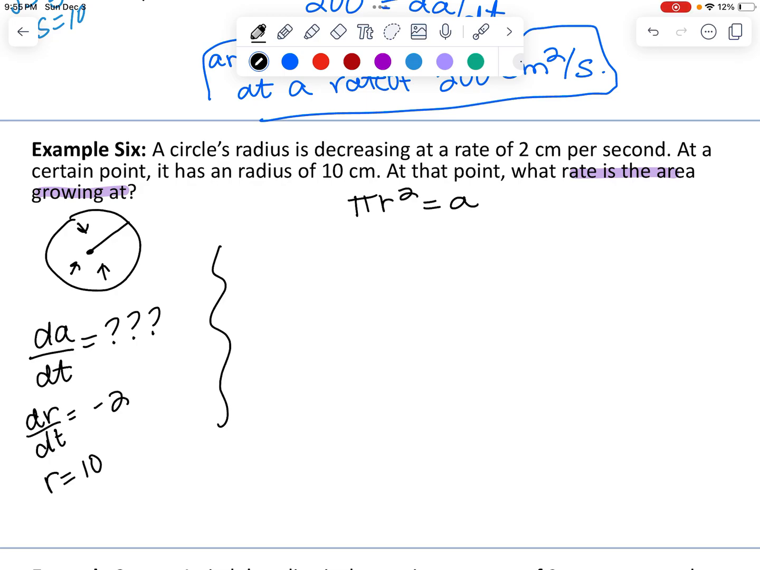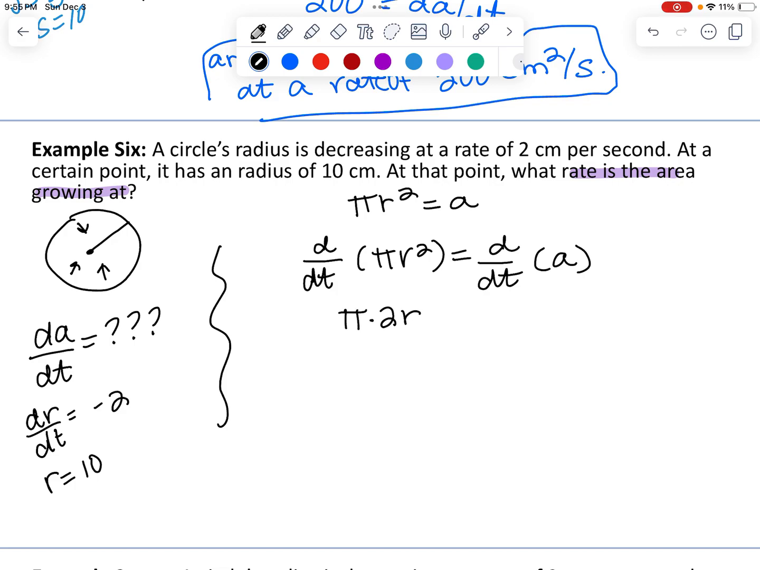So the steps I'm doing on the left are just setting up my problem so that everything's a little bit easier when I go and do it. And if I need more things, I can add them later. But I'm going to take the derivative of both sides. Pi r squared, the derivative of that is pi times 2r, and because r is a function of time, I'll multiply that by dr/dt. And the derivative of A is 1, and because A is a function of time, I'll do it times dA/dt.